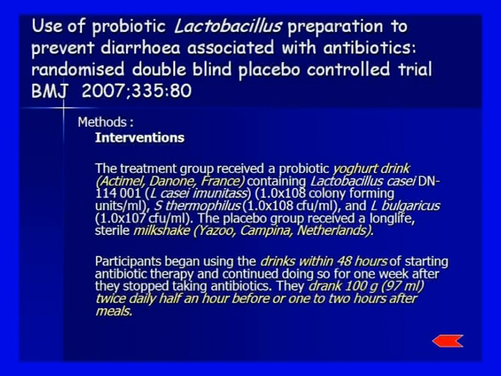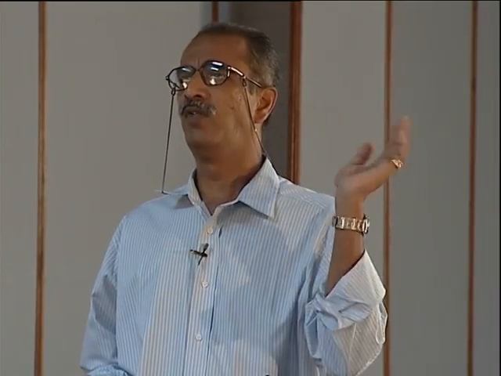And also the procedure, the schedule of the drinks, or the regimen they followed. The participants began using the drinks within 48 hours of starting antibiotic therapy, and they drank 100 grams. This is a dose. They drank 100 grams, that is 97 ml, twice daily, half an hour before, 1 to 2 hours after meals. Okay. So each point or each information is very important, so that if anyone wants to replicate the study, or analyze your study, or criticize your study, this information is very important.